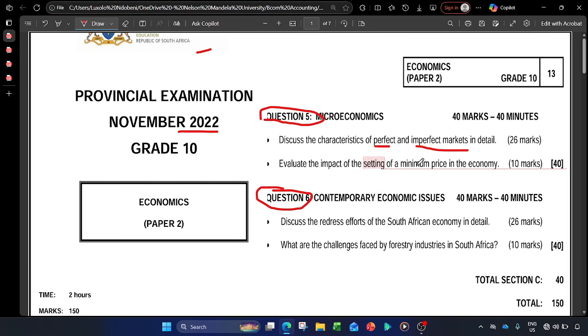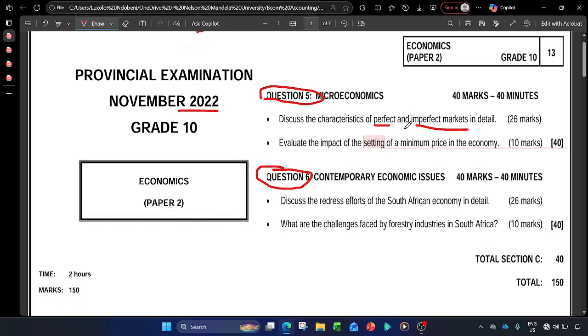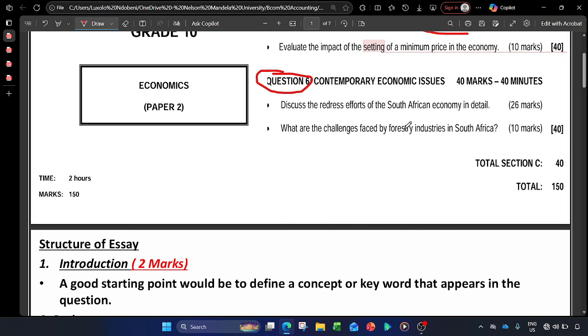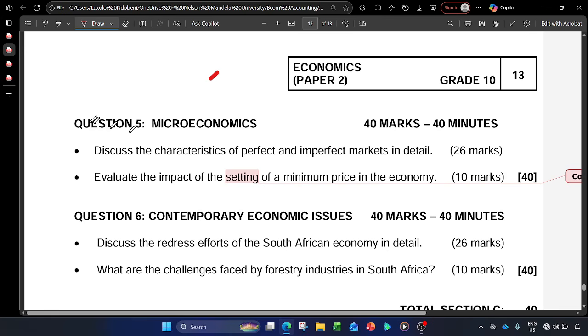But before we do that, I would like to quickly remind you about the structure of the essay, how the marks are allocated, and how you can get the marks, without wasting any time. So firstly, in your essay question, you have an introduction, and the introduction is only 2 marks, right? In the introduction, you must define the concepts that appear in the question, or define the keywords in your question. So let's see our question right here, which is question 5, November 2022 exam.